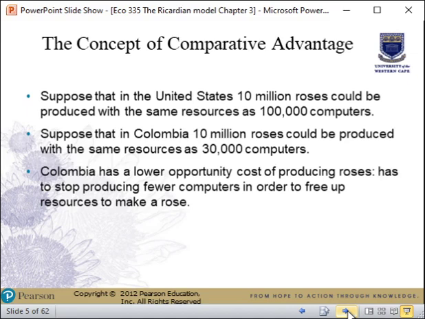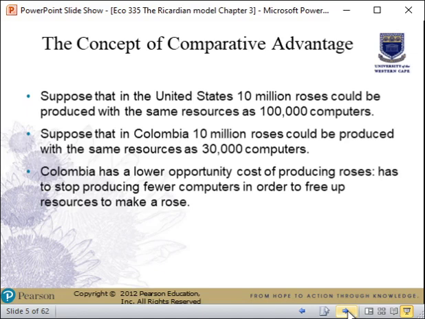To determine the opportunity cost in either country, in the production of roses or computers, we have to evaluate what is being forgone to produce an extra unit of another good. That is, in the US to produce 10 million roses, they have to forgo 100,000 computers, whilst in Colombia to produce 10 million roses, they have to forgo 30,000 computers. Therefore, Colombia has the lowest opportunity cost in the production of roses since they forgo fewer computers relative to the US in order to produce 10 million roses.